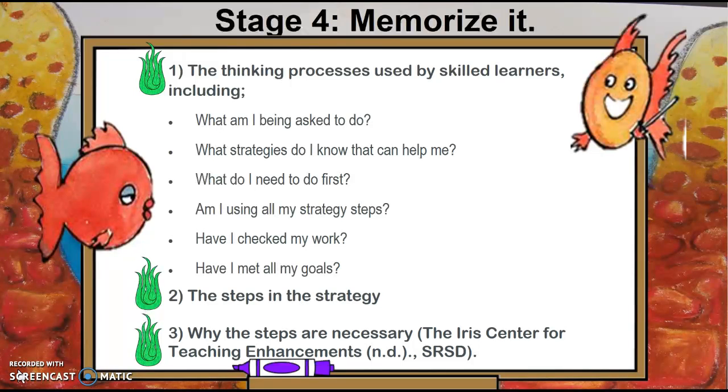Stage 4 is memorizing it. After frequent practice and modeling, in stage 4, the teacher ensures the students are secure in the steps of the strategy. We want them to commit the actions to memory so that when they're using it, they know exactly how to use it because they've memorized it.